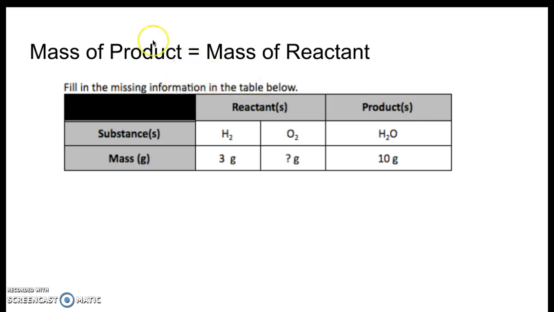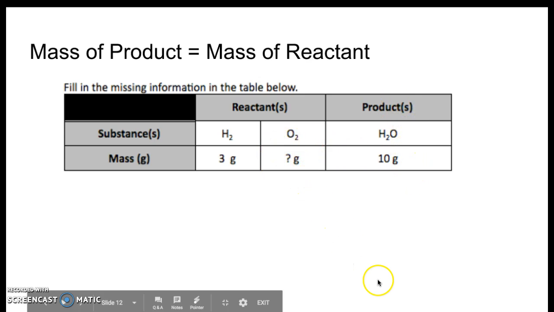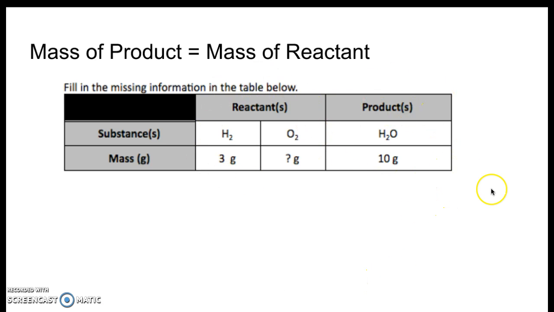In this first problem here, we're looking at the relationship between mass of product and reactant, and those two needing to be equal. So they're asking you to fill in the information in the table. You'll notice that they give you 2 reactants and 1 product, and they give you the mass of the products, but one of the reactants you don't know the mass for. So remember that the total mass of the product must equal the total mass of the reactant. Now on the product side, we have a total of 10 grams. There's only one product, and there's 10 grams with it.